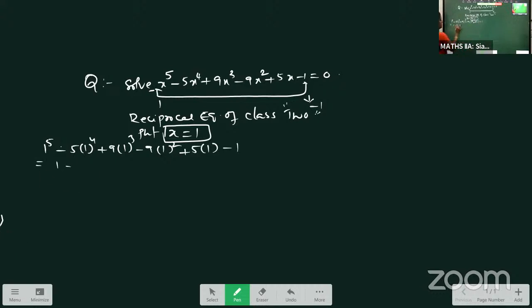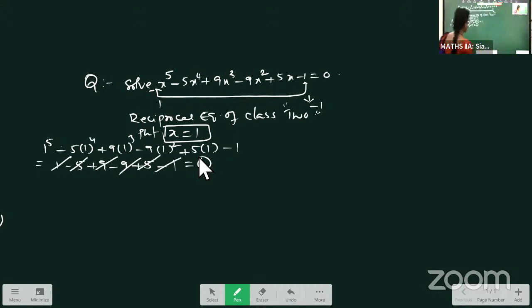1 minus 5 plus 9 minus 9 plus 5 minus 1. So here minus 1 plus 1 cancel, plus 5 minus 5 cancel, minus 9 plus 9 cancel. So it is giving 0. So definitely it satisfies the equation. We know that this is a root of the equation. So it is satisfying, which means this is one of the roots of the given equation.